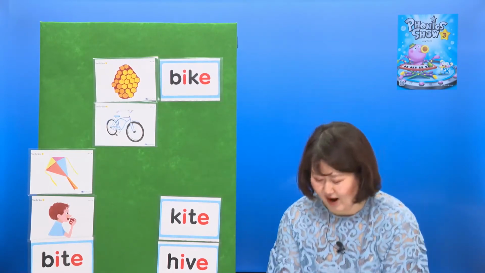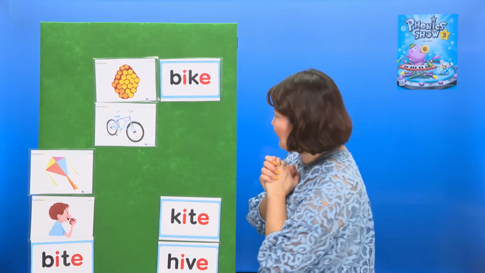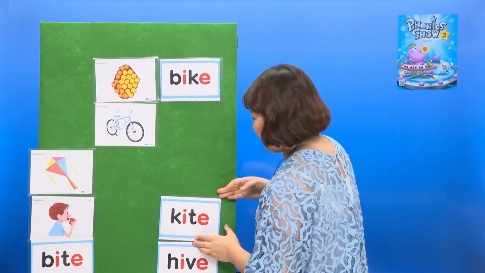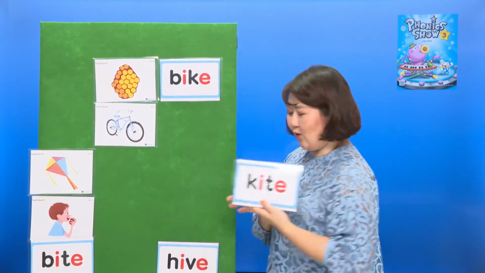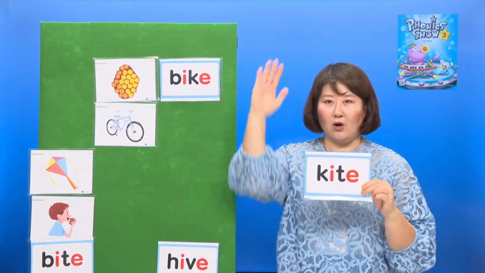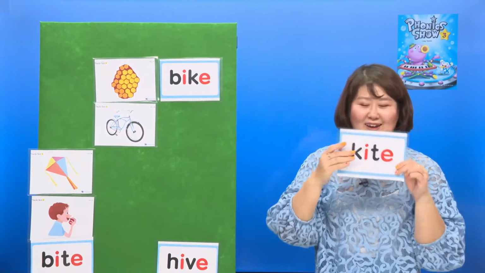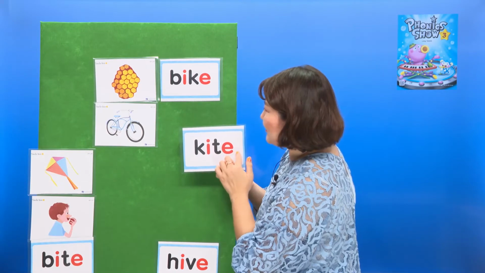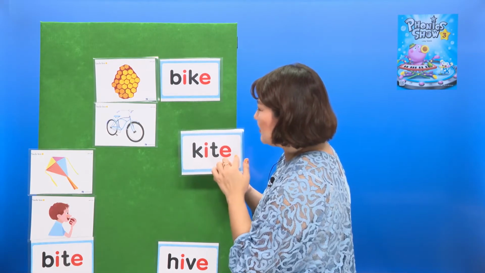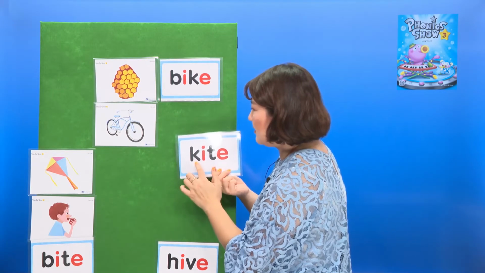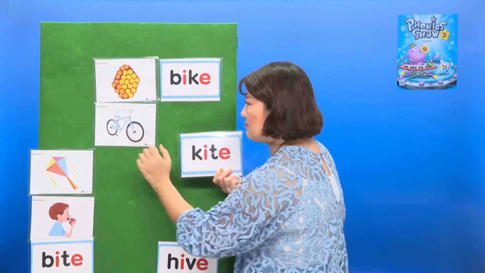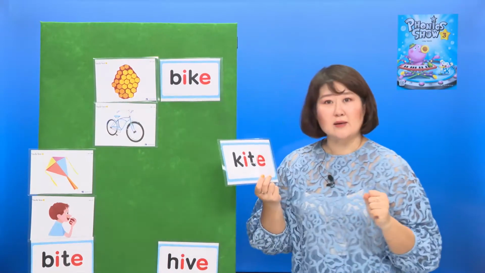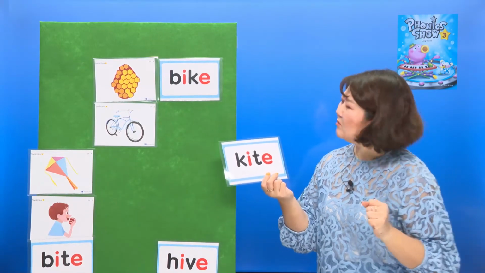Great job, everyone. Now let's see. What else do you want to do? Let's look at this one all together. Right, kite, kite, ite, ite, k, k. Is that right? Or this one? Hive? Probably not.